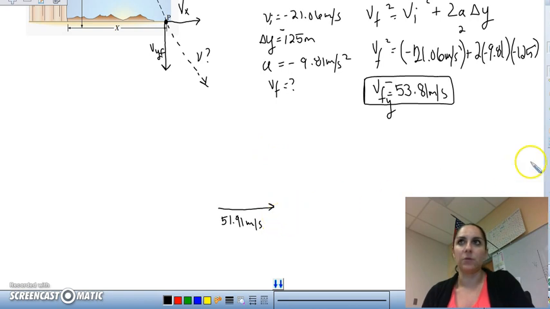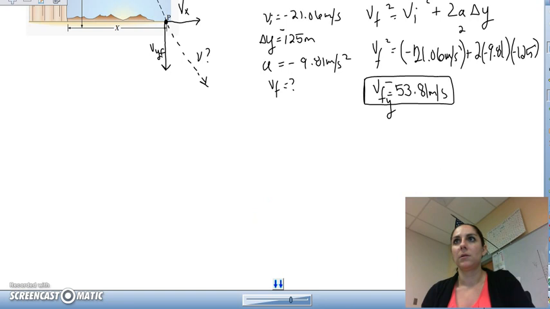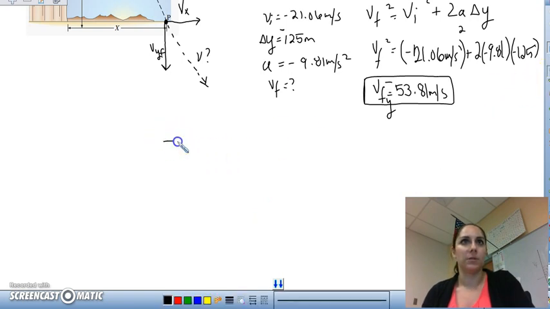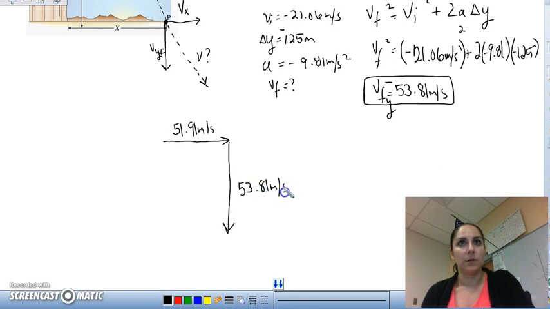I'd like to do this visually. Let me rewrite this. I'll put this up here instead. So this is the X, 51.91 meters per second. And then the object's going down. This is the 53.81. Remember, this is the VY final. This is the VX. What I'm going to solve for is this dotted line. I want to know what V is.